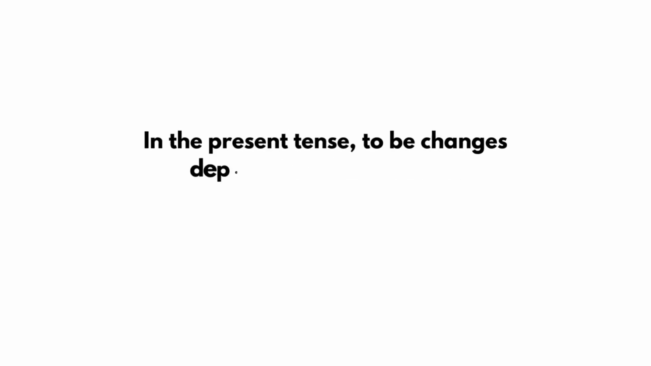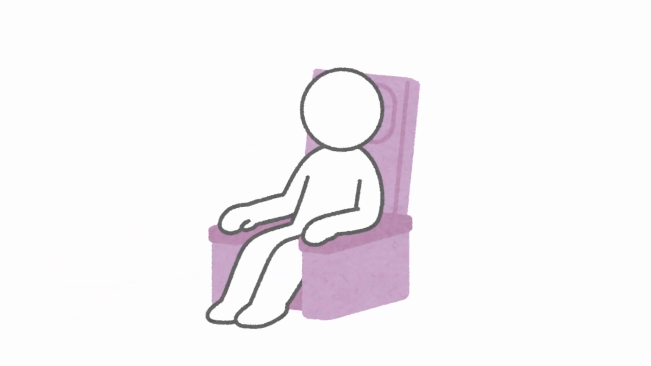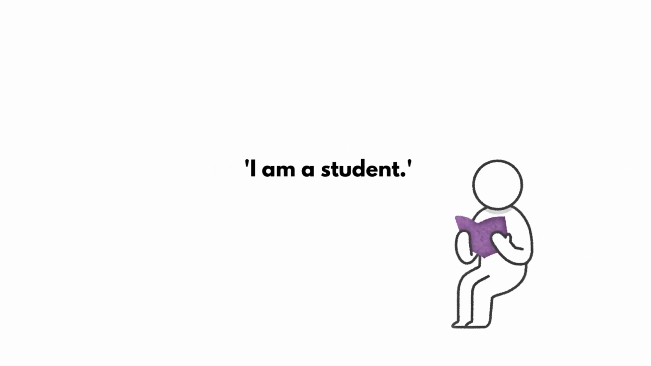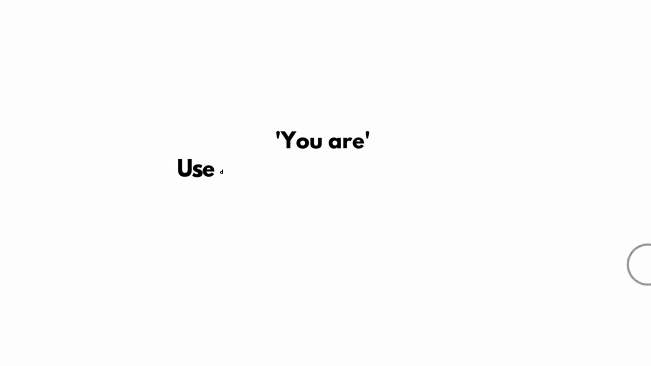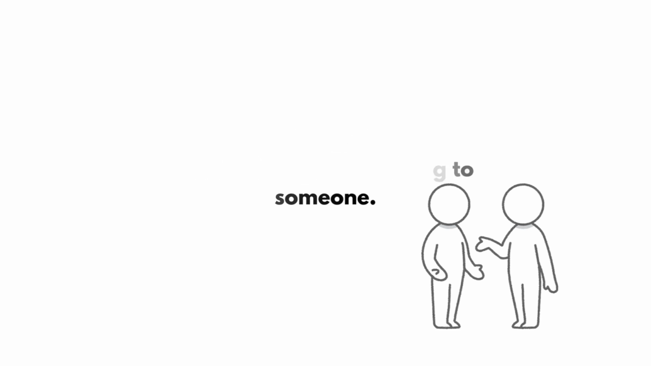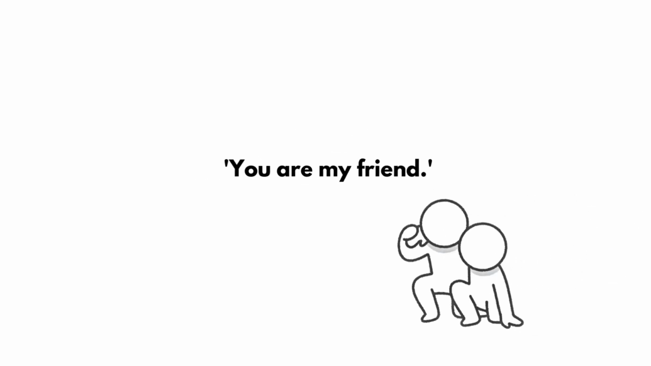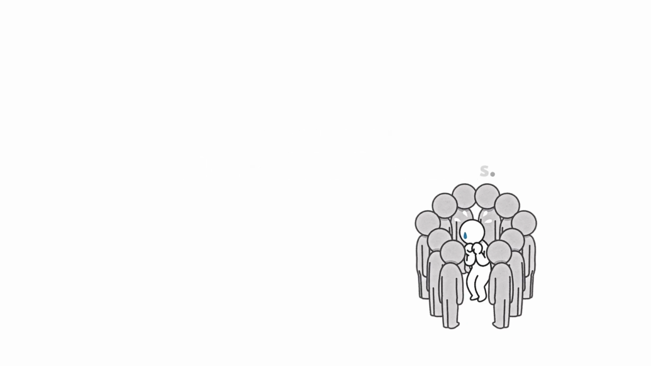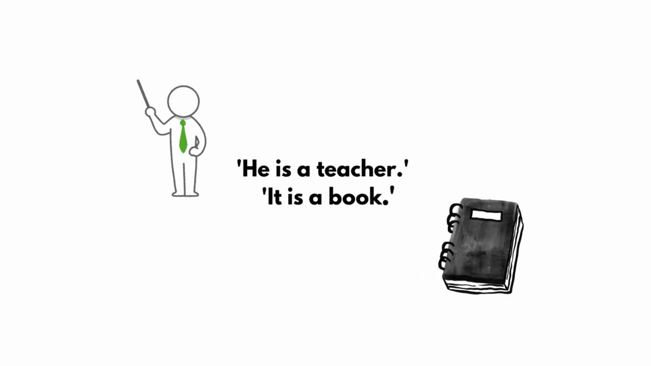In the present tense, to be changes depending on the subject. Here's a simple breakdown. I am used when you're talking about yourself. For example, I am a student. You are used when you're talking to someone. For example, you are my friend. He, she, it is used for someone else or things. For example, he is a teacher.